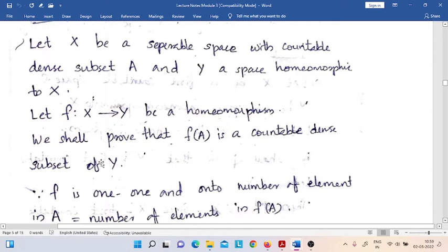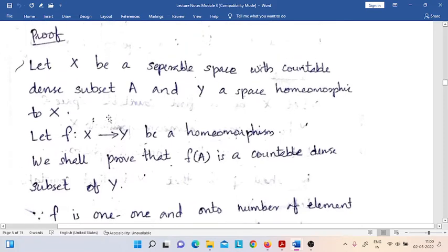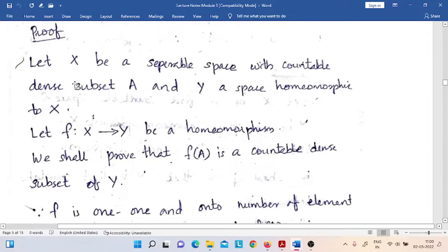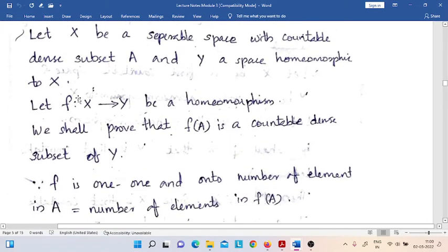Actually, what do we want? We want to show that Y is also separable. X is separable, it is given, and we want to show that Y is also separable. If we can show that Y is separable, then we can say that separability is a topological property, because Y is topologically equivalent to X. There is a homeomorphism from X to Y. Whenever the space X has the property of separability, if that property can be transferred to the homeomorphic image space, that is Y, then you are done.